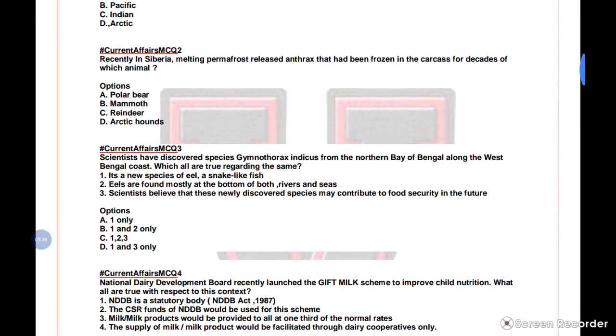Now the third question: scientists have discovered a species, Gymnothorax indicus, from the northern Bay of Bengal along the West Bengal coast. Which of the following are true? These are 3 statements. One: it is a new species of eel, that's a snake-like fish.